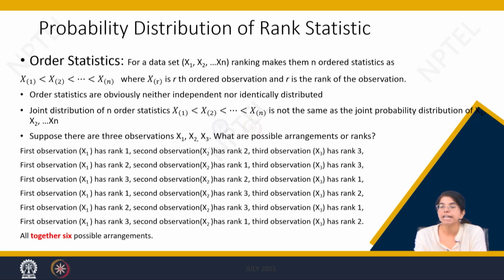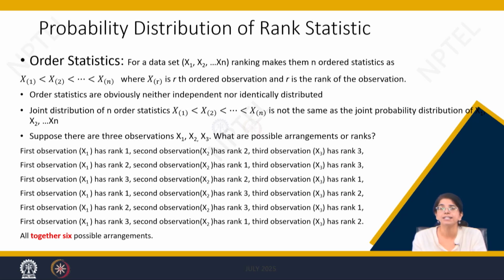So basically, if you juggle with 1, 2, 3, we are just swapping 1, 2, 3 in different places. The first observation means the first place, the second observation means the second place, and the third observation means the third place. So we are juggling between 1, 2, 3. How many possible arrangements can you think of? Altogether 6 possible arrangements, right?